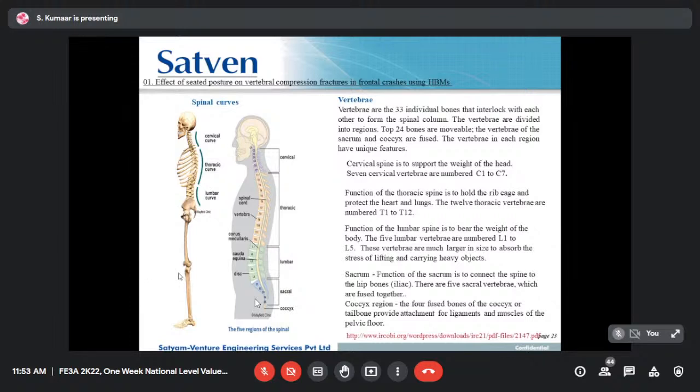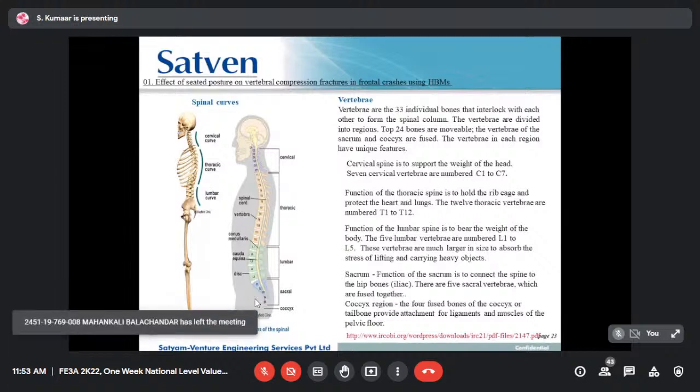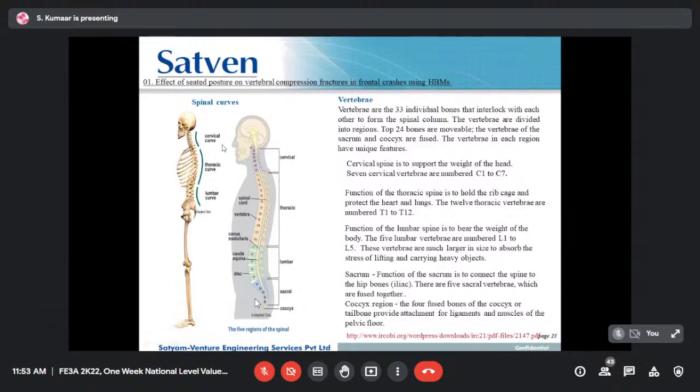And again, we have 2 more regions: one is the sacrum and another one is the coccyx region. The sacrum and the coccyx are fused, so they are not movable. But the cervical spine, the thorax spine and the lumbar spine are the movable ones. Since the lumbar spine is bigger and has to take more load, we started our analysis from this part.